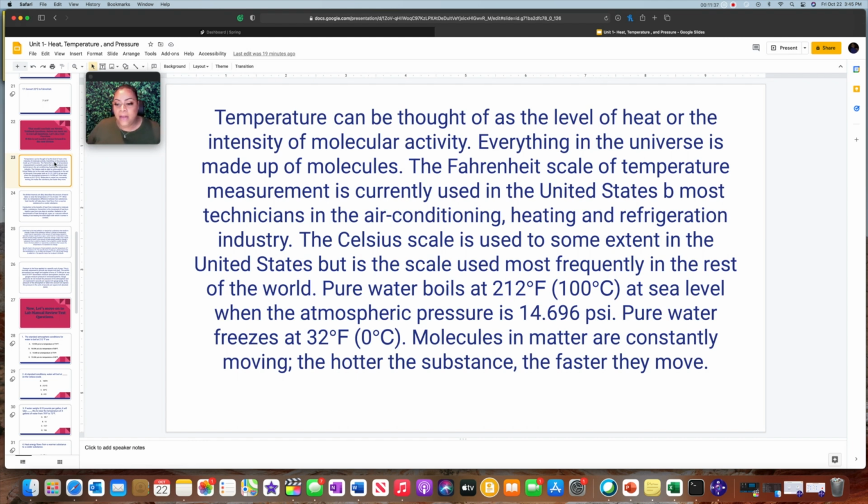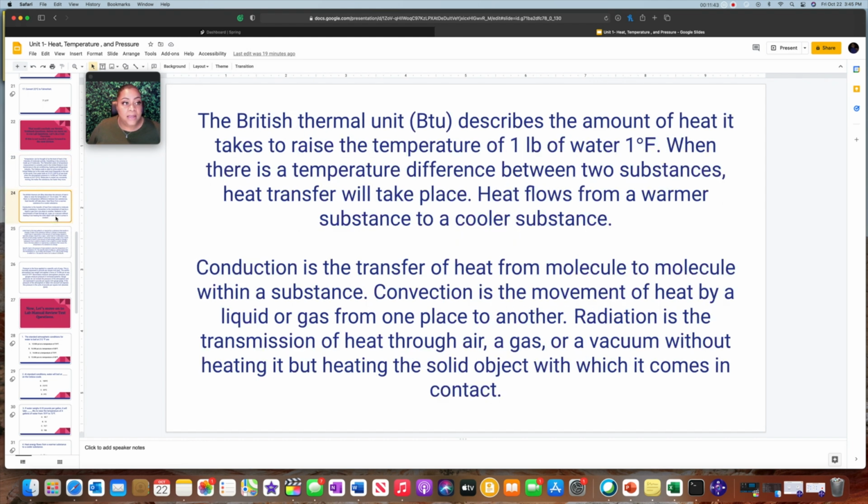Molecules in matter are consistently moving, and the hotter a substance is, the faster they move. Now, the British thermal unit, the abbreviation of which is BTU, describes the amount of heat it takes to raise the temperature of 1 pound of water by 1 degree Fahrenheit. And so when there's a temperature difference between two substances, heat transfers between those two substances. Just remember, heat flows from a warmer substance to a cooler substance. Just something you should remember.